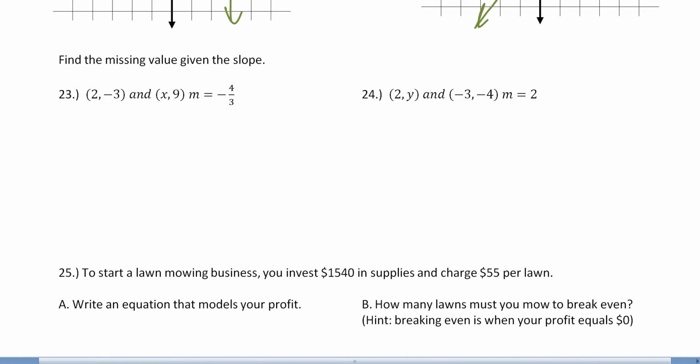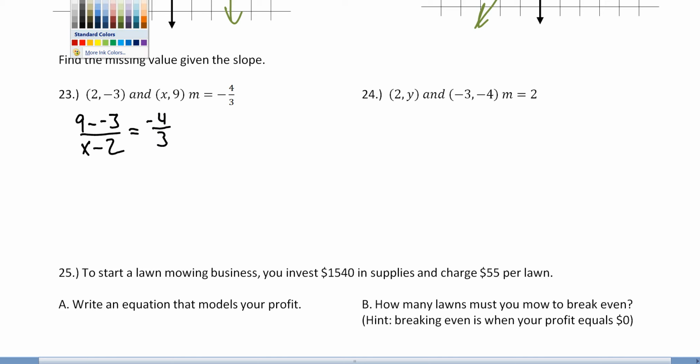This one says to find the missing value given the slope. And so if I want to find the missing value and I have the slope, I'm just going to do my slope formula. So once again, the slope formula is y2 minus y1. So y2 is 9 minus y1 is the negative 3, over x2 minus x1, so that's just x minus 2. And when I do that, that should equal the slope, which is a negative 4 over 3. And so now it's just a matter of simplifying a little bit. This is like adding the opposite. So this gives me a 12 over x minus 2 equals negative 4 over 3.